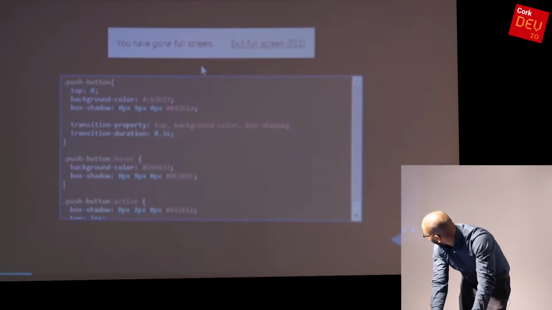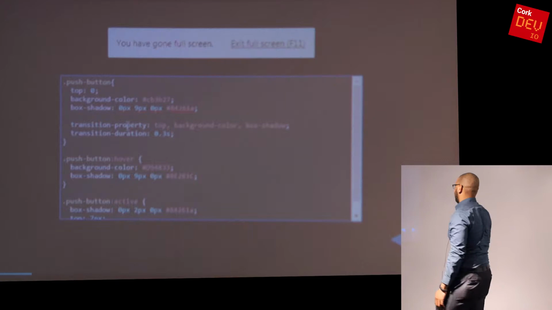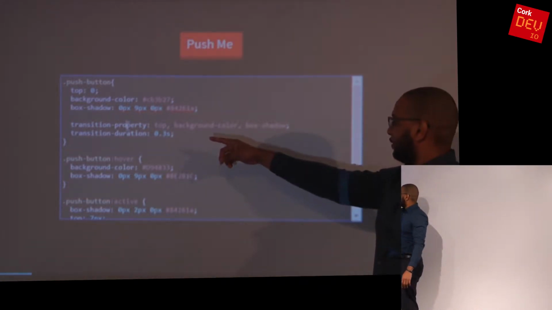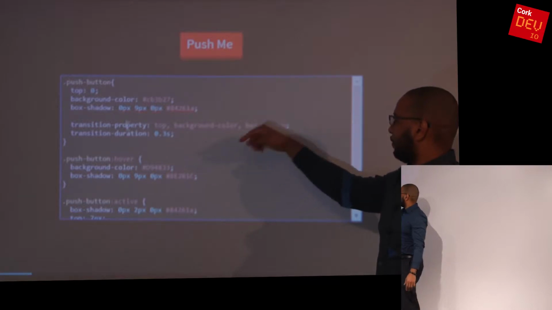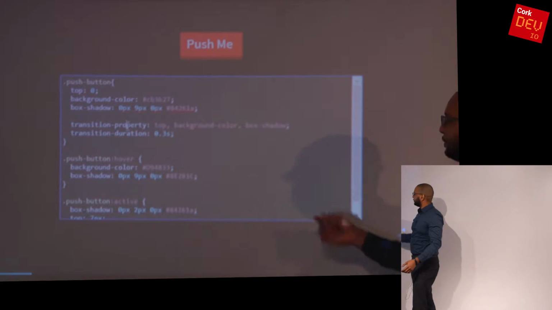That on the bottom is a shadow. It says here, if you can see it, 9 pixels to the bottom, another shade of red, and then the transition is made by this. Basically, I'm telling it the property that I want to transition, which is the top. I want to push it down and change the top value to 7 down there.